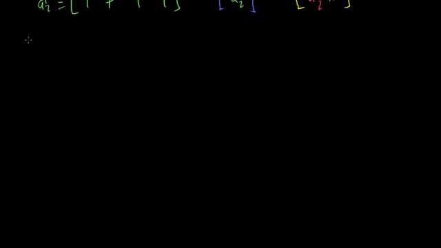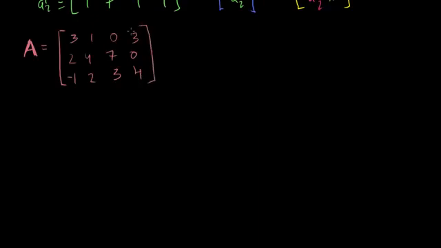Let's say I have the matrix A, nice and bold, is equal to, oh, I don't know, let me say it's 3, 1, 0, 3, 2, 4, 7, 0, minus 1, 2, 3, and 4. And I have to multiply this times a 4-component vector. So let me call vector x equal to, actually, let me keep it general. Let's say it's equal to x1, x2, x3, and x4.